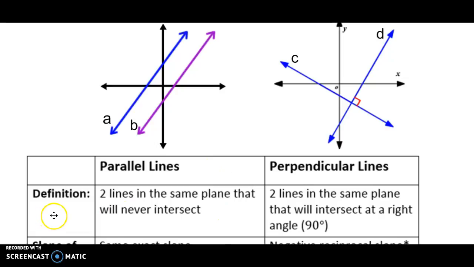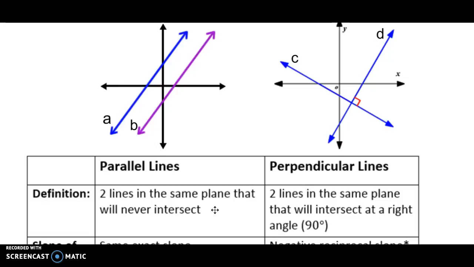If you're asked to describe what parallel lines are, they will never, ever intersect. So it's two lines that are in the same plane that are never going to intersect. The same plane is a topic you're going to discuss more in geometry. In our class for Algebra 1, we're always going to be talking about lines that are in the same plane. So if the lines are not crossing, they are going to be parallel.